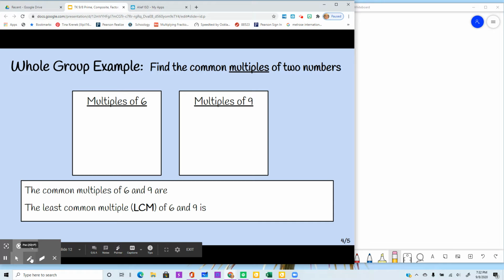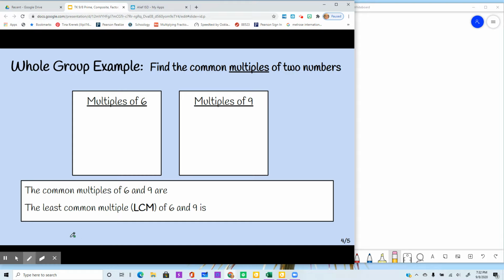All right, now we're talking about multiples. Multiples are different than factors. Factors are the two numbers we multiply together, and multiples are like skip counting. So 6, 12, 18, 24, 30, 36, 42, 48, 54, 60, 66, 72.